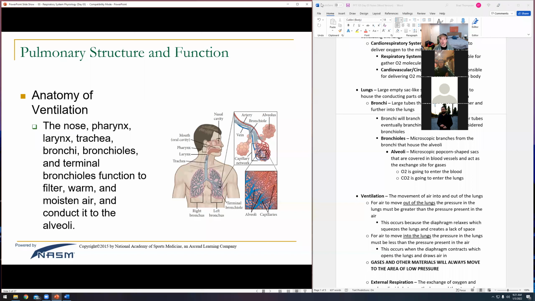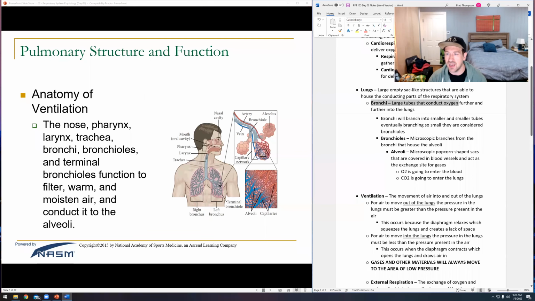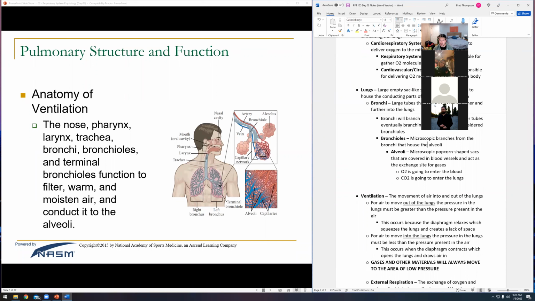Now, those bronchi are large tubes, and they branch smaller and smaller until they are considered bronchioles. Bronchioles are microscopic branches of the bronchi. Now, each of those bronchioles ends in these little, they kind of look like popcorn, right? These little popcorn-shaped sacs here.